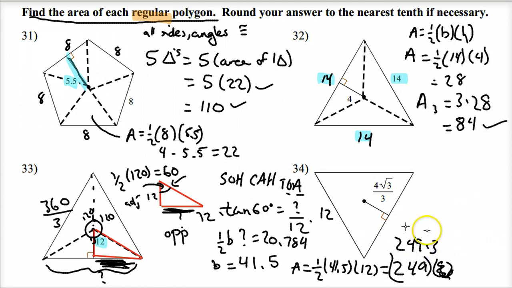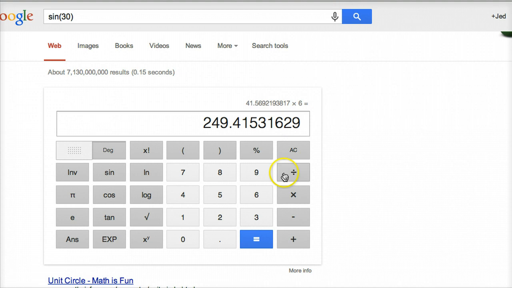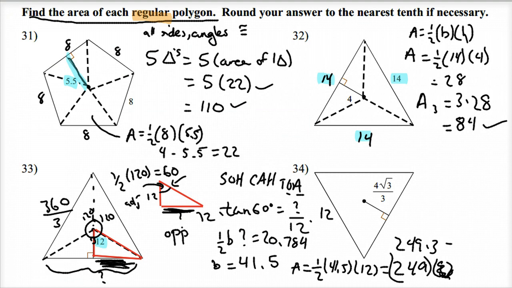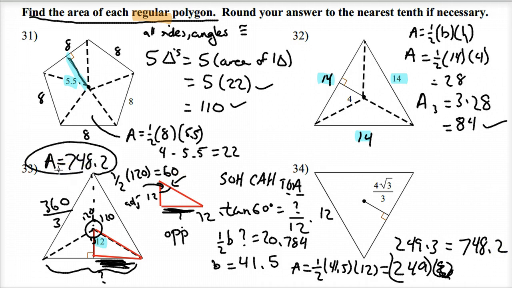I know I'm taking up all the space from this other one too, but let's see what we end up with, and we'll wrap it up there. So we're going to take that times 3, and it's 748.2. That wasn't too bad. So the area equals 748.2. That was a lot of work.